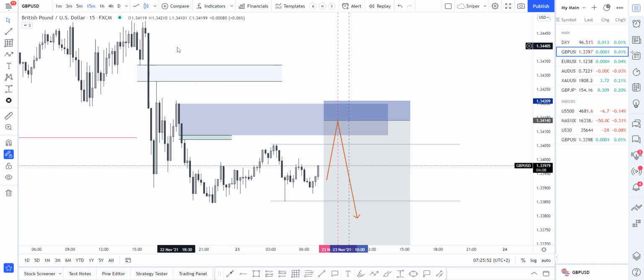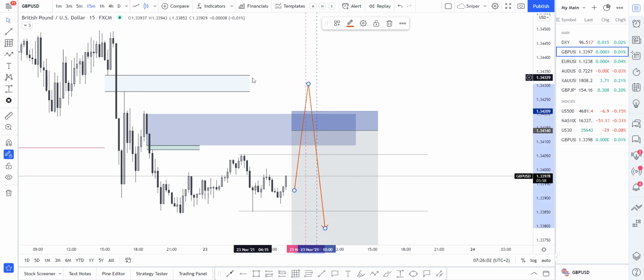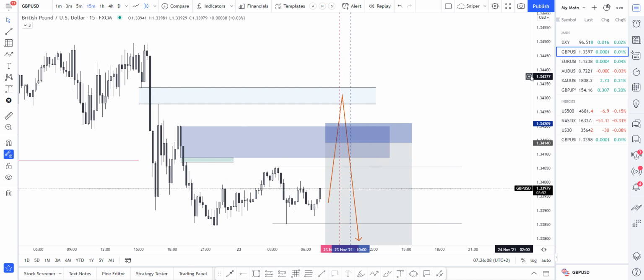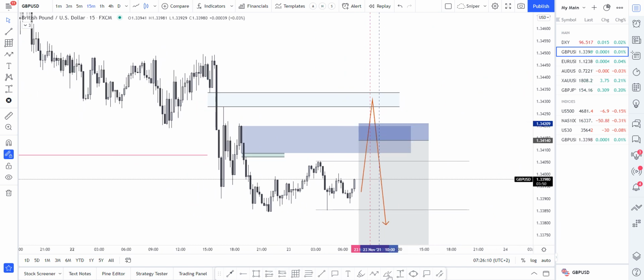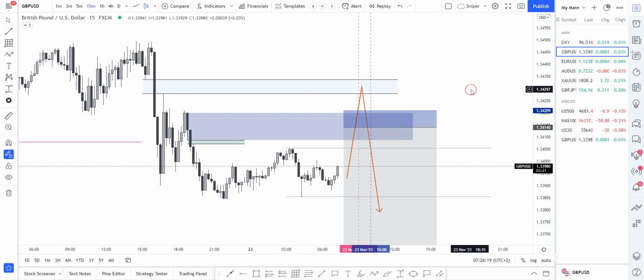We can define this towards that area. So this could maybe just be a last resort. Could maybe see it coming back all the way up to this area. So just take note of that as well, please. Because if we look at this leg towards the downside, we're nicely in the premium. So something to consider.